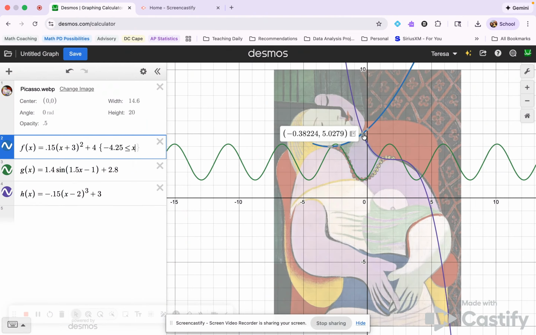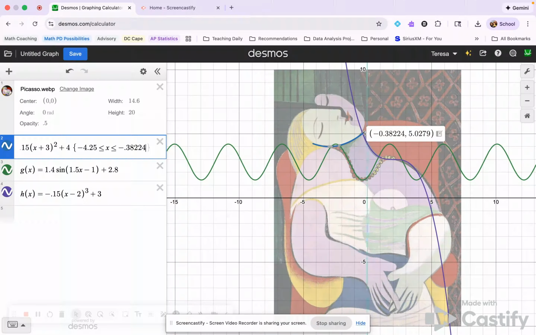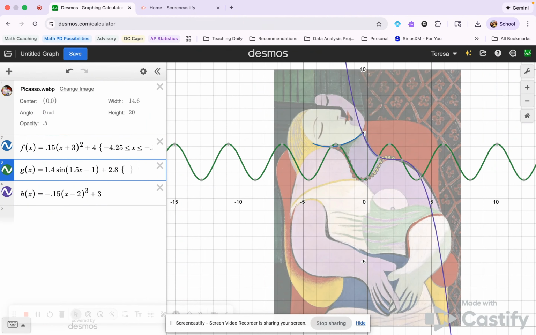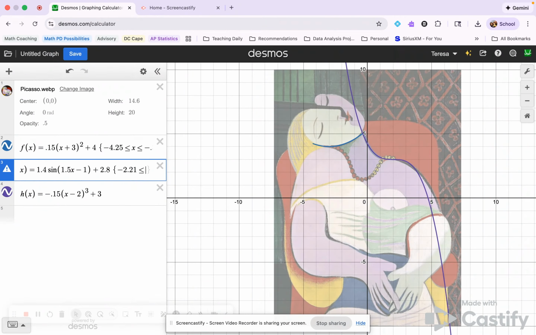And then I want it to go to here. So again, less than or equal to negative 0.38224. And now that function is cut off on both sides. We can do the same thing here. I think my necklace, I want to start here at negative 2.2. And I don't think that's quite right, but oh, yep, that looks pretty good there.